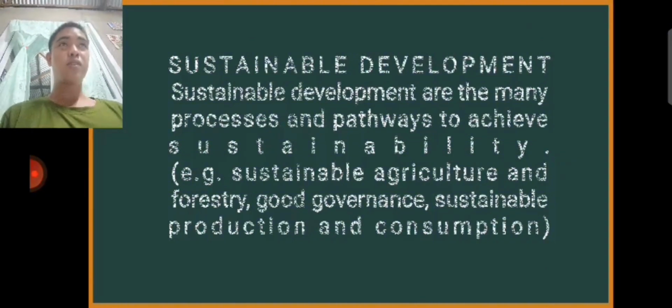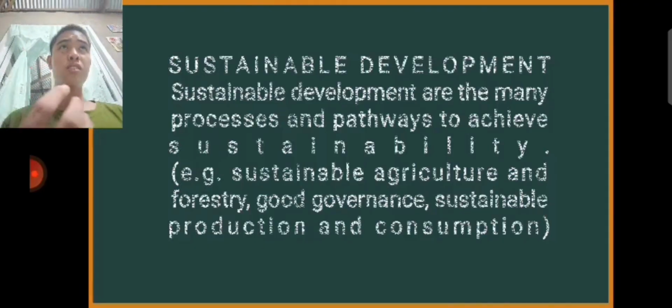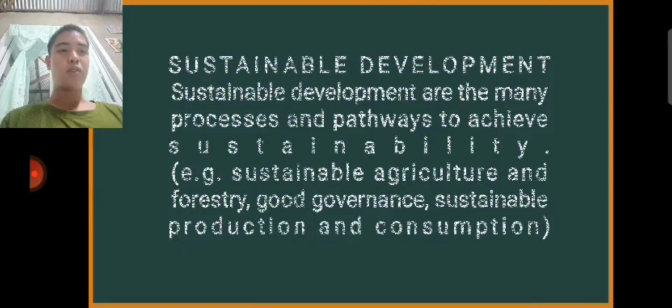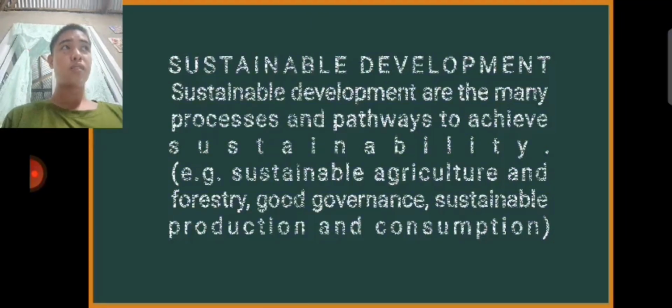Then good governance, of course. A country's development roots from its good governance. When you have good leaders, naturally we will have a good community, wherein those leaders could set an example for us to have positive impacts on our society.